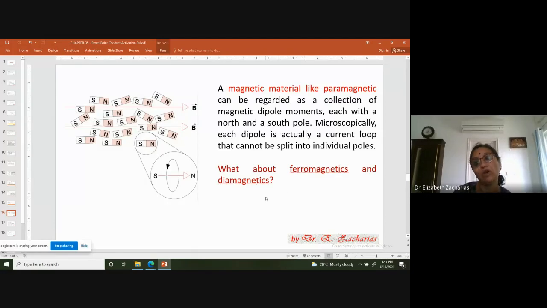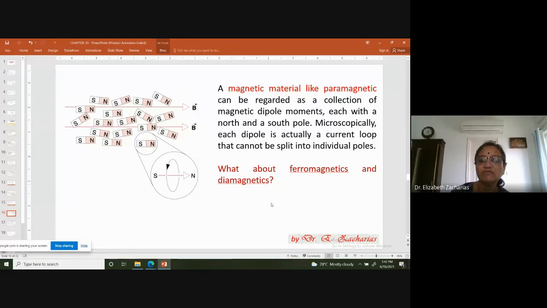Now here is a question. What about ferromagnetics and diamagnetics? If you were to draw such a picture for a ferromagnet, you will draw a picture like what is given at the top, even without an applied magnetic field. There will be some order, so there will be some magnetization or net dipole moment even without a magnetic field for ferromagnets. When you apply a magnetic field, a lot of order will be there, so you get a large net dipole moment.